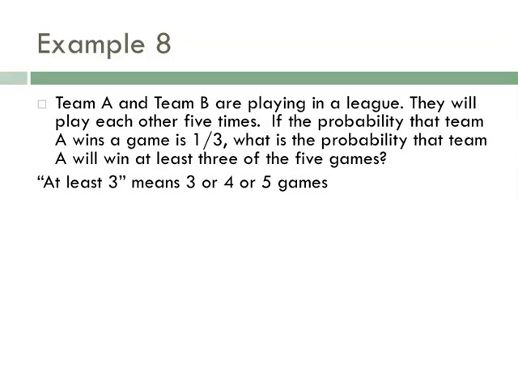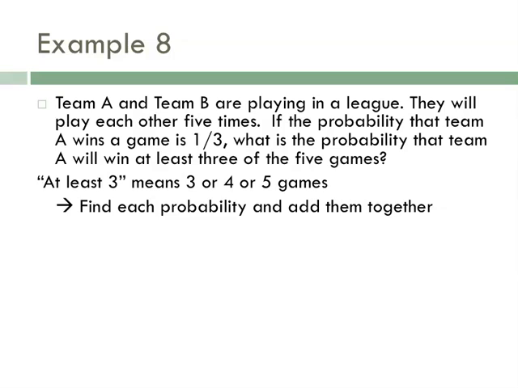Why do we add? Well, it's 3 or 4 or 5. So that indicates that or indicates that we are adding them together. So we'll independently find the probability of getting exactly 3 of the 5 games, 4 out of the 5 games, 5 out of the 5 games. Calculate each of those binomial probabilities, and then we'll add those probabilities together.